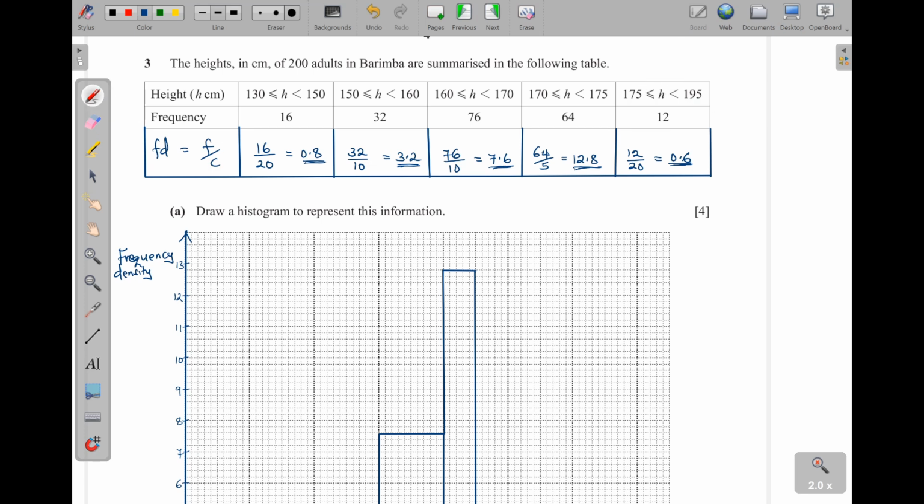Just use this one here. You can have the cumulative frequencies here. Now for this one, the frequency is 16. Now add 32. What do you get? You will get 48. Then add 76. We shall get 124. Then plus 64 will give us 188. And then plus 12, you get 200. Of course, the last value you get for cumulative frequencies has to always correspond to the total given here.